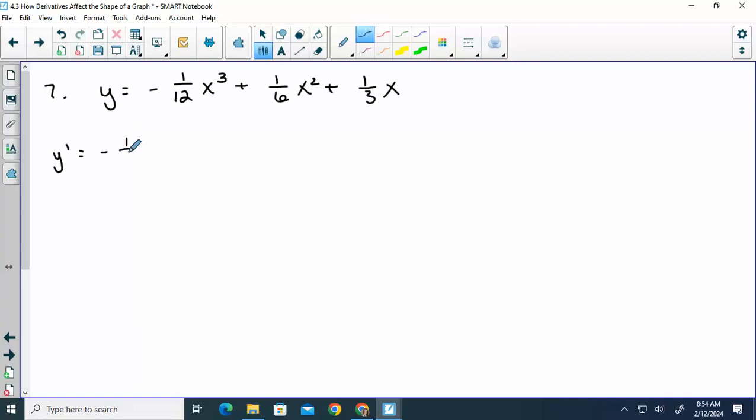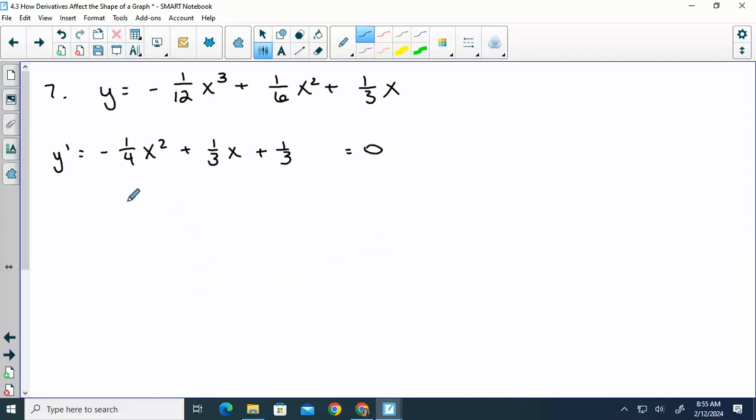So we get negative 1/4 x squared plus 1/3 x plus 1/3. What do we need to do first? Critical points. Is this ever undefined? No. So critical points are where it equals 0.